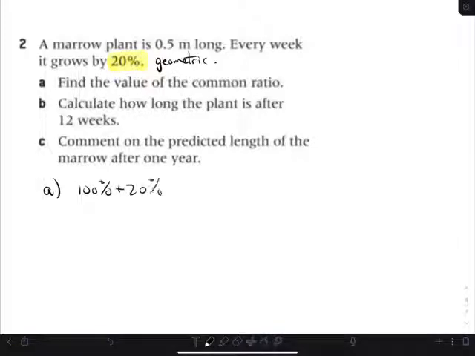You don't have to write that down, but it'll be 120%. But more commonly, the way we write it is 1.2, because a percentage is divided by 100. Okay, so that's how you get that.